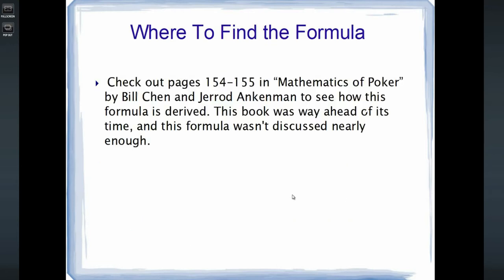Where to find the formula? First, you can check out pages 154 to 155 in Mathematics of Poker by Bill Chen and Jerrod Ankenman to see how this formula is derived. I hope I didn't mispronounce his last name. This book was way ahead of its time, and this formula wasn't discussed nearly enough. In my opinion, it's one of the most useful pieces of information from the book Mathematics of Poker.